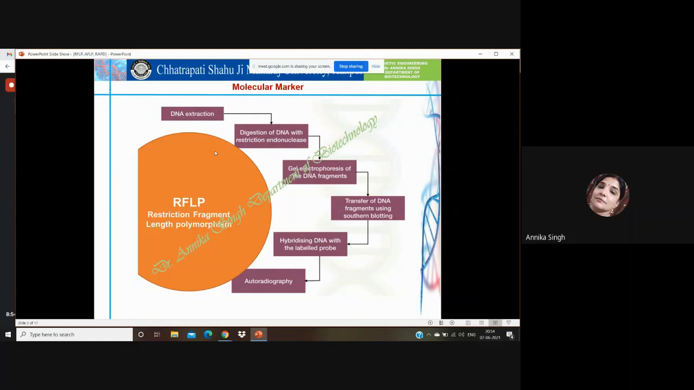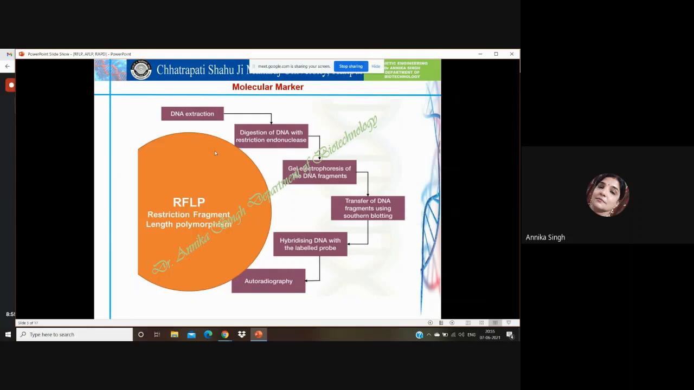These variations lead to the gain or loss of recognition sites. Recognition sites are the sites which are recognized by restriction endonucleases, which results in fragments of various length and polymorphism. The restriction enzyme will not cut the fragment if a single base pair variation occurs in the recognition site. Remember this. These restriction endonucleases are quite specific for their recognition site, and if any single base pair variation occurs in the recognition site, these restriction enzymes will not cut the fragment.